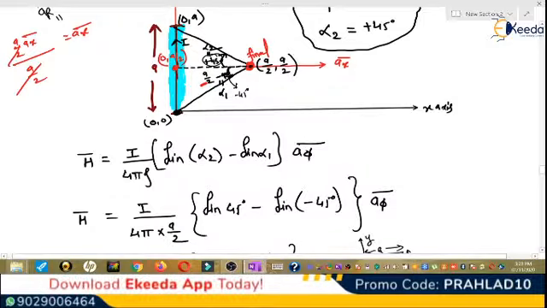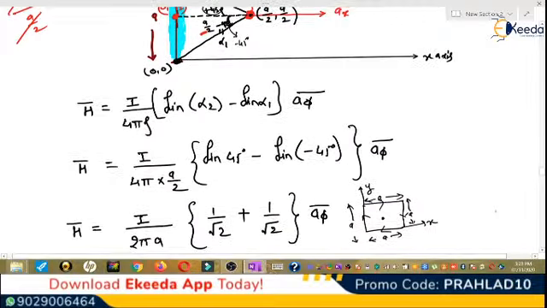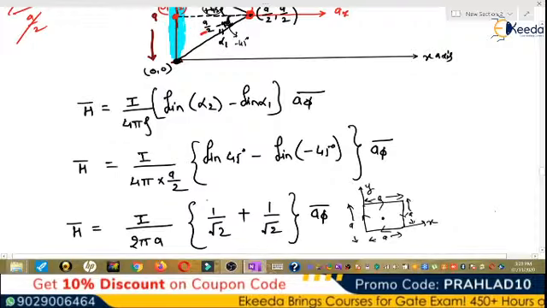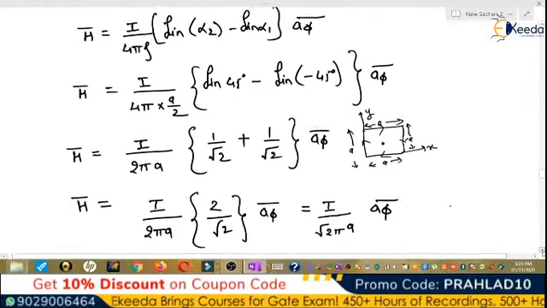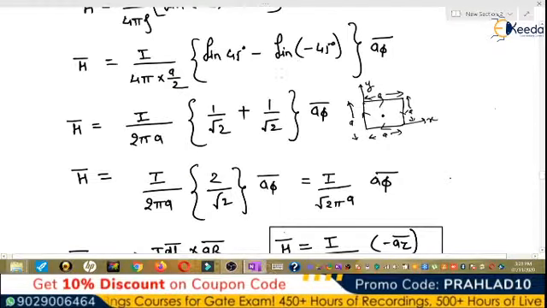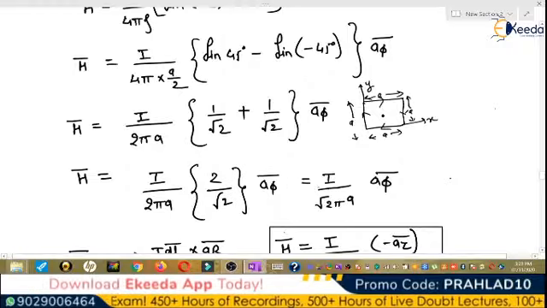So I by 4 pi into the value of rho, which is a by 2, (sin 45 minus sin of minus 45) a_phi vector. So simply we can solve: I by 2 pi a, sin 45 is 1 by root 2, minus sin of minus 45 is again minus 1 by root 2, so it will be plus 1 by root 2. So this answer is I by root 2 pi a, and the direction is a_phi.